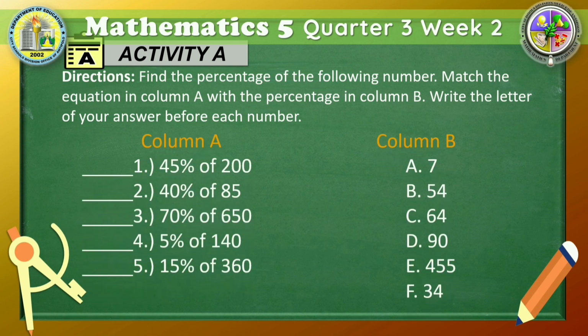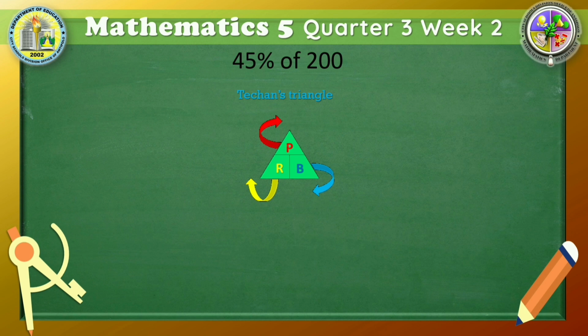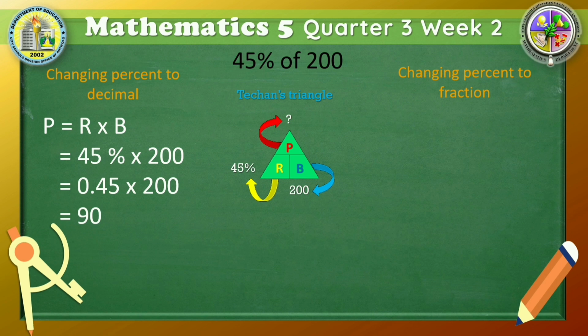Let's try to answer number 1. 45% of 200. So we have the Tessian's triangle looking for percentage, 45% is our rate, and 200 is our base. Let's use the two ways in finding percentage. The first one is changing percent to decimal. So we have percentage equals rate times base, 45% times 200. We will change 45% to 45 hundredths times 200. This will be 90.